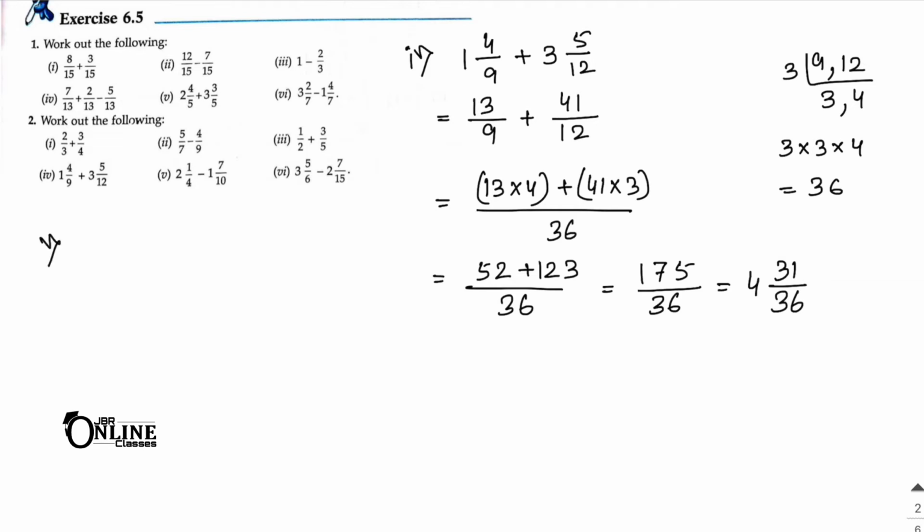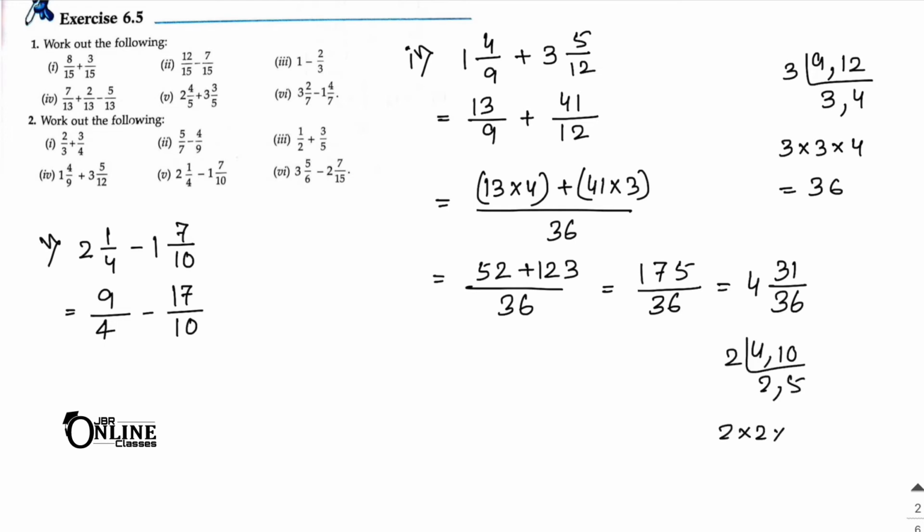Now next one, number 5. Number 5, you have 2 whole 1 by 4 minus 1 whole 7 by 10. So that means here it's 9 by 4 minus 17 by 10. So now you have to find out the LCM of 4 and 10. 2 2s are 4, 2 5s are 10. So 2 into 2 into 5, it becomes here 20.